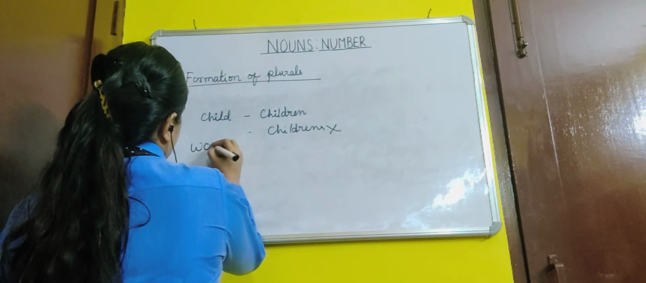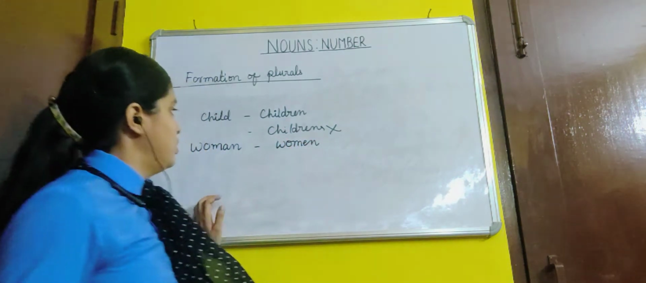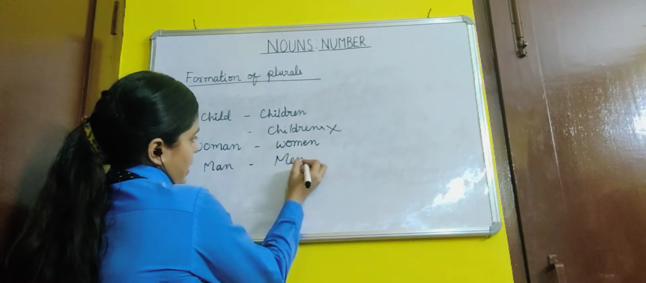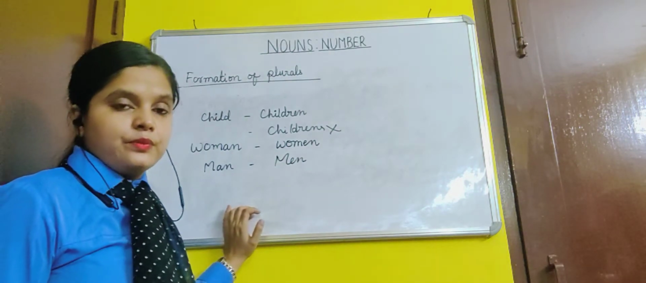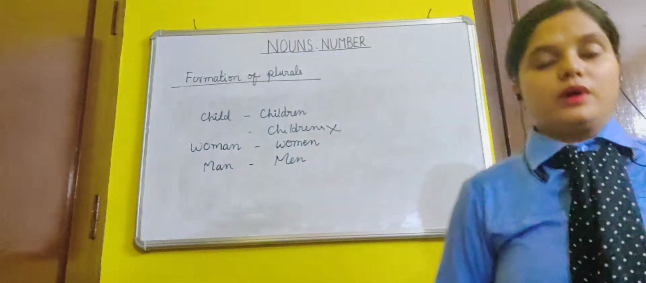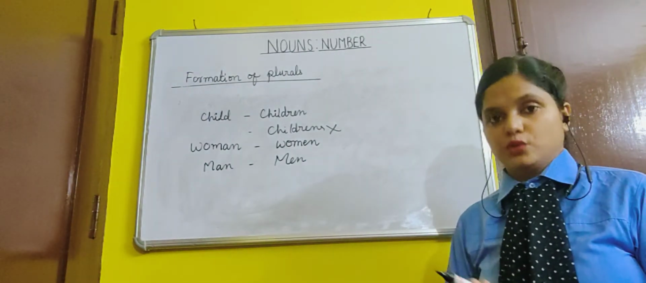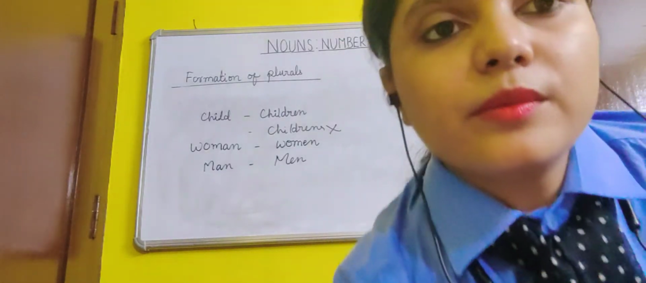Okay, there are many other examples also, like woman. So how we will make the plural form of it? Plural form will be women. Okay, the same is with man. It will be men. There are so many words like this where we cannot apply any rules. It has its own plural forms.